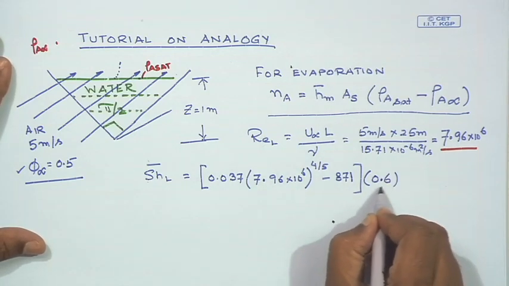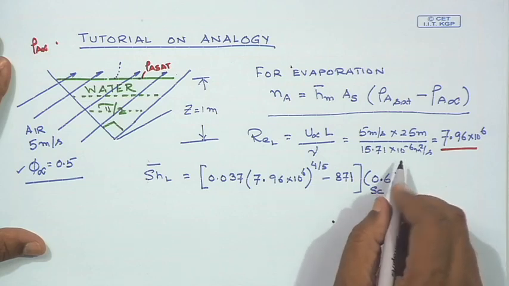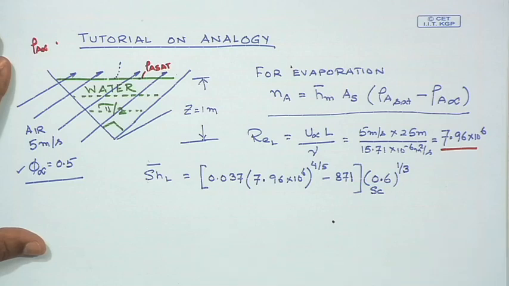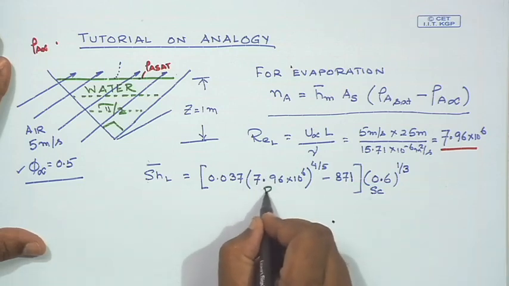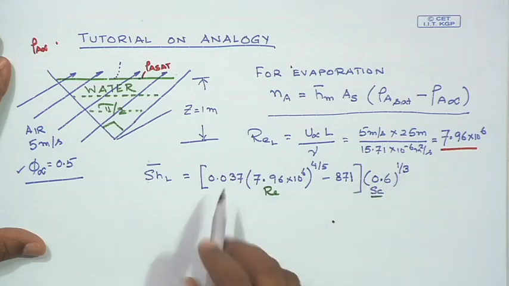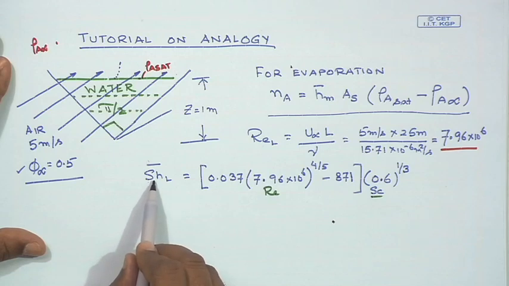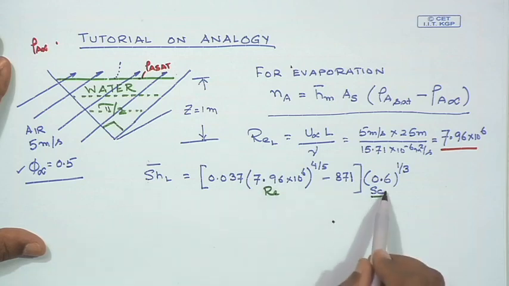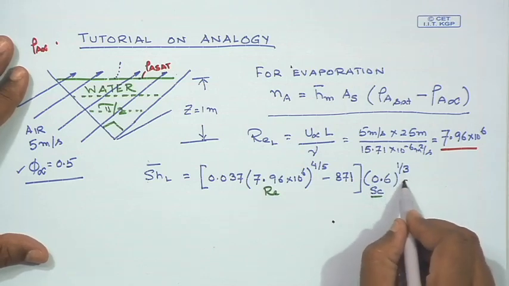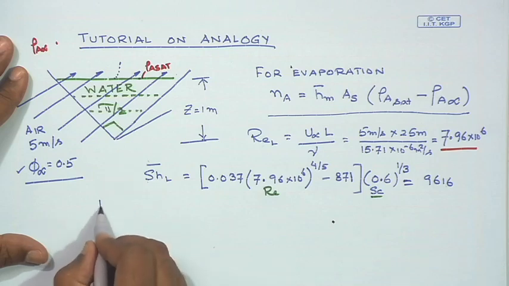The value of the Schmidt number is given as 0.6, and the correlation tells me that the exponent should be 1/3. So, what I have here is Reynolds to the power 4/5 and Schmidt to the power 1/3. Had this been a case of heat transfer, then the Sherwood number would simply be replaced by the Nusselt number, and the Schmidt number would be changed to the Prandtl number. When you do that, the value you are going to get is 9616.